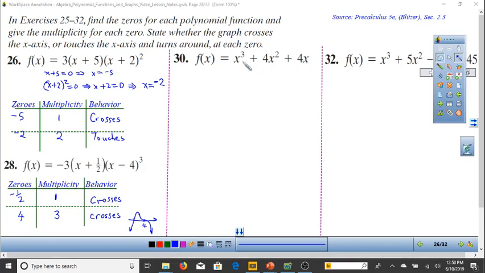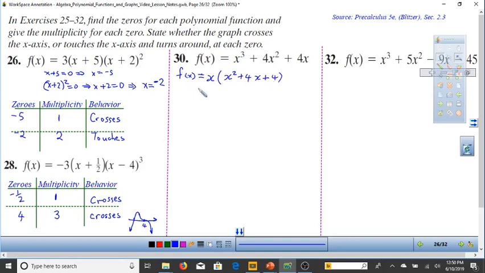In this case, it's not factored, so we need to factor this polynomial first. So what we're going to do is factor the polynomial. F of x is equal to, the common factor here is x. So we factor out x, and we have x squared plus 4x plus 4.